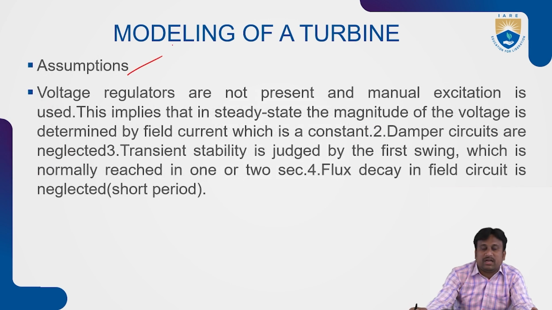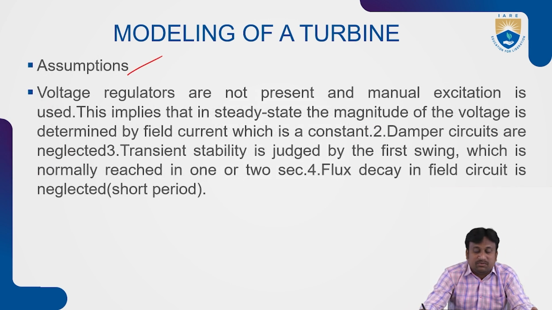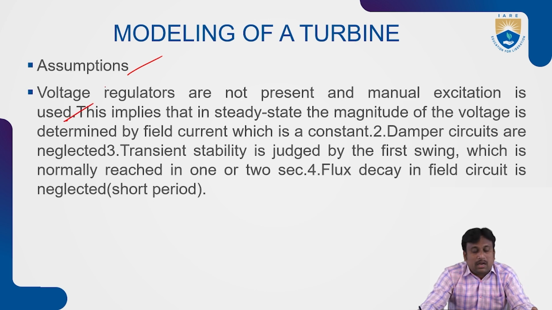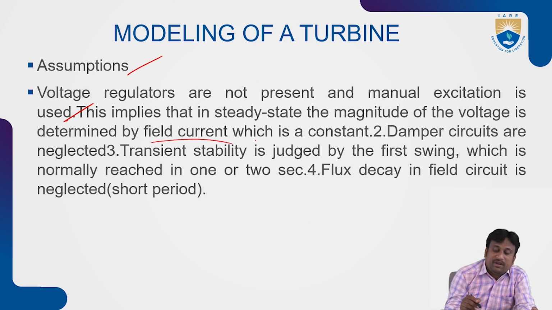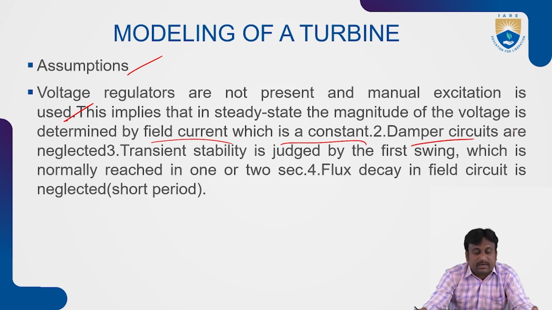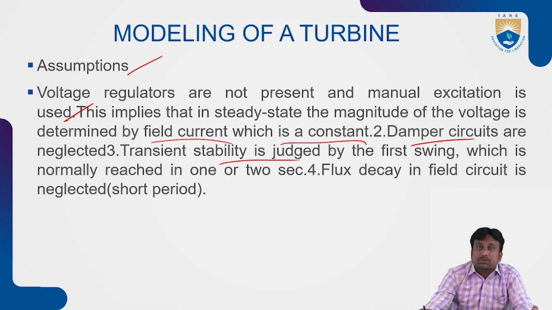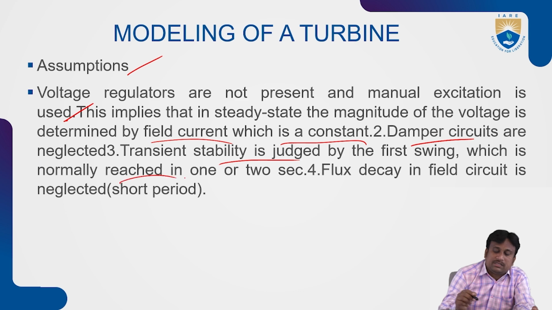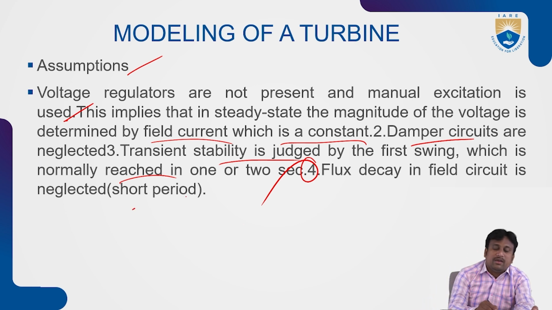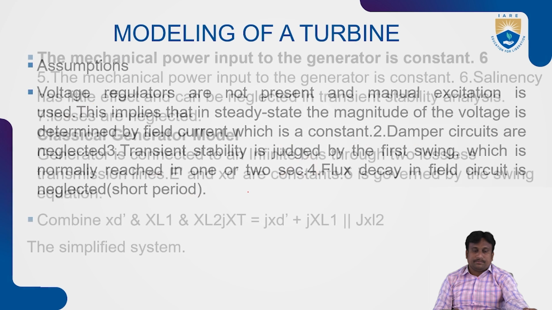So the assumptions we considered here are that voltage regulators are not present and manual excitation is used. This implies that in steady state the magnitude of the voltage is determined by the field current, which is a constant parameter, and damper circuits are neglected here. Transient stability is assumed to be adjusted, and it will be simplified by the first swing, which is normally reached in one or two seconds. The fourth consideration is that flux decay in the field circuit is neglected, as it happens for a short period of time.